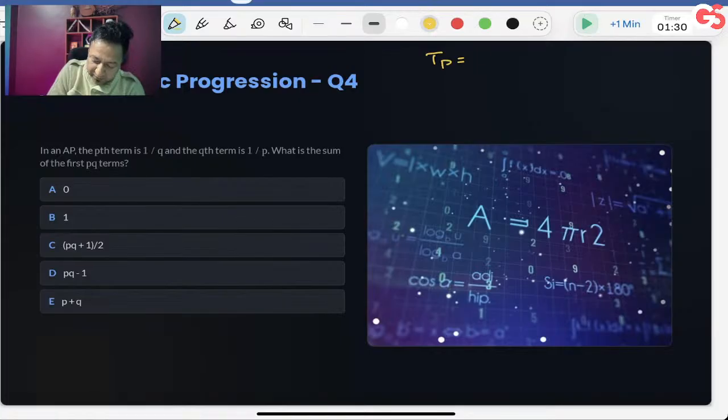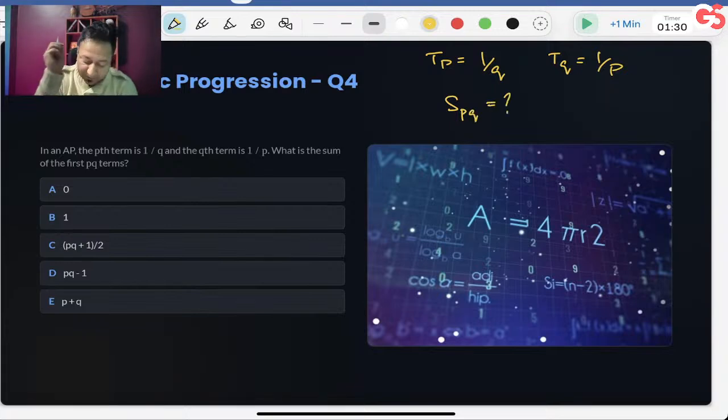T_P is 1 by Q. T_Q is 1 by P. You need to find the sum of first PQ terms. S_PQ is what?